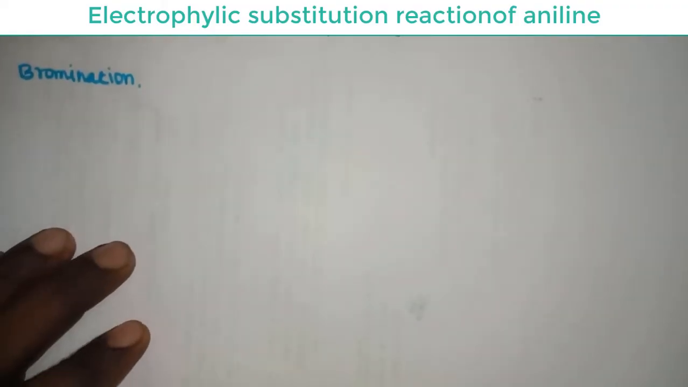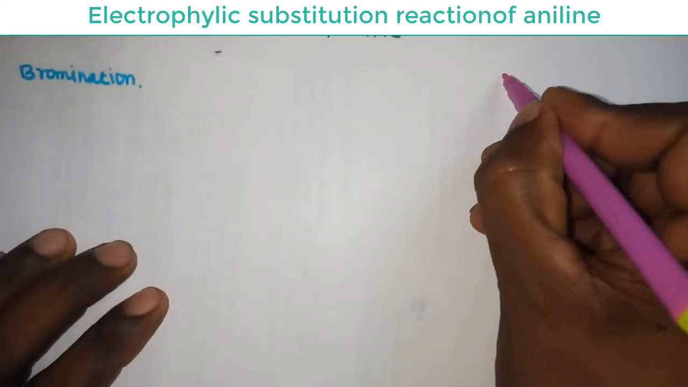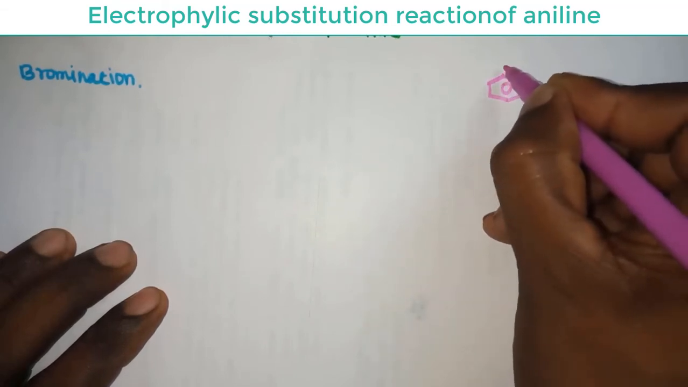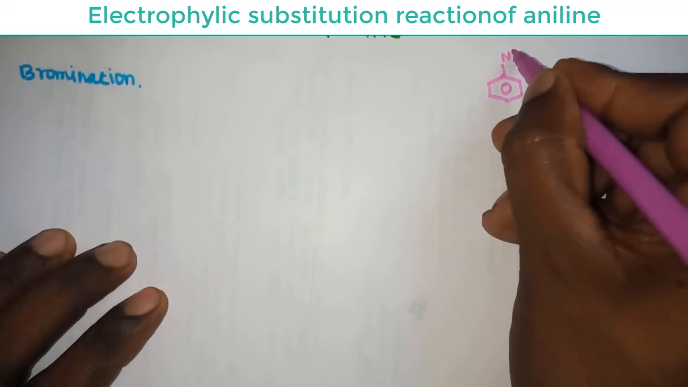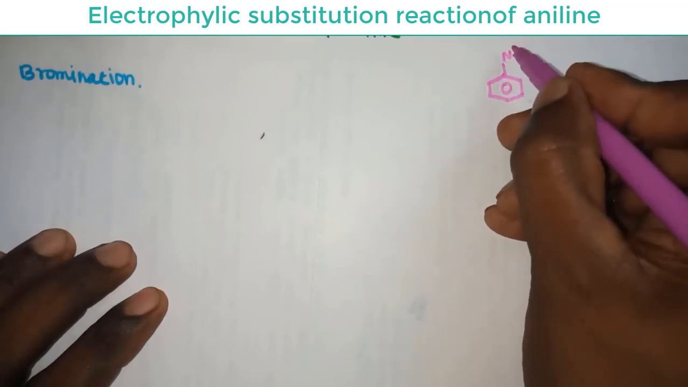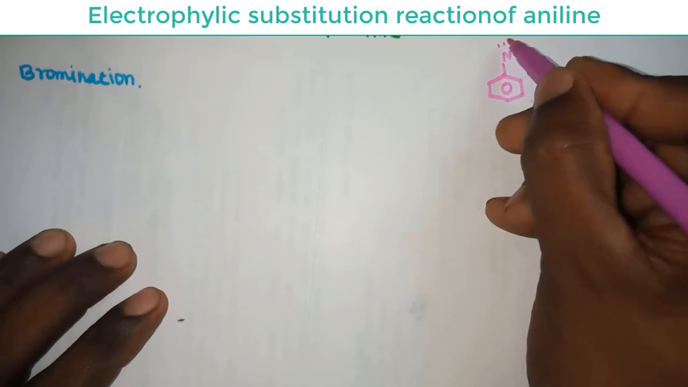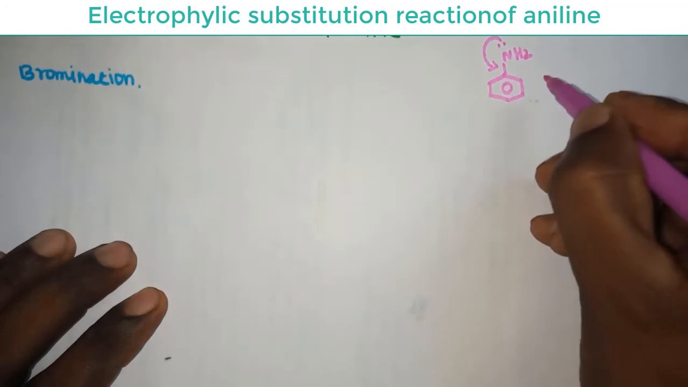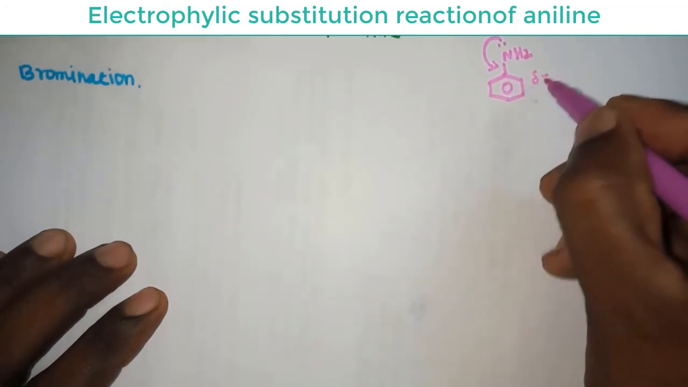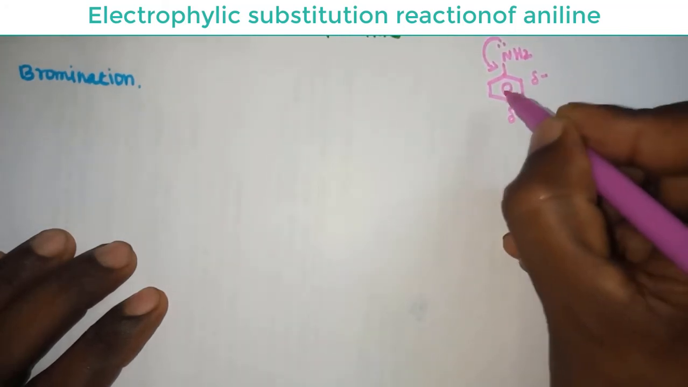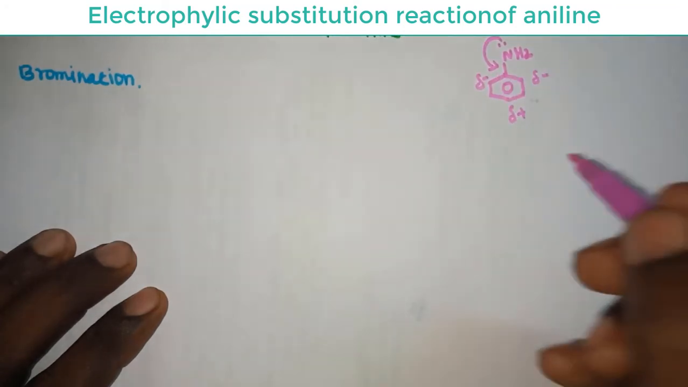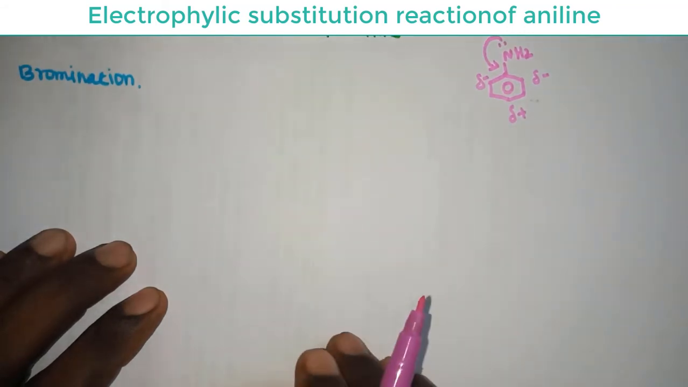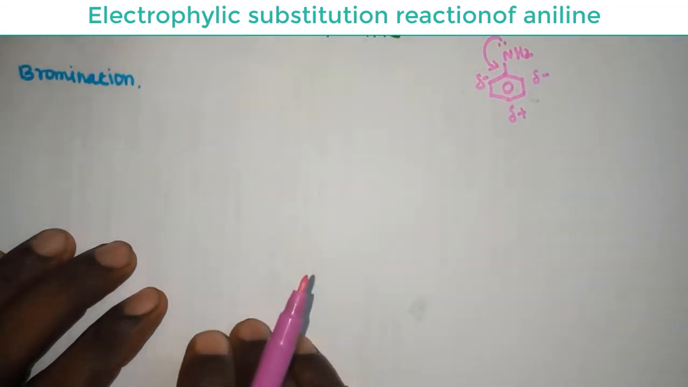Aromatic electrophilic substitution reaction of aniline. This is the structure of aniline. Benzene group is directly attached to NH2 group. This is an electron donating group. That means lone pair of electrons in nitrogen is delocalized to the benzene ring. So electron density of ortho position and para position is more than meta position. So the electrophile attacks ortho position and para position. So the resulting product is an ortho product and para product.